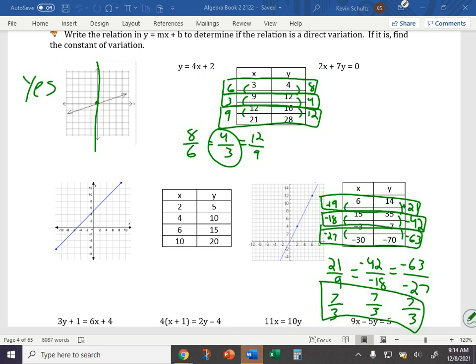Can we go over this one? You can finish this one. This one's not done yet.